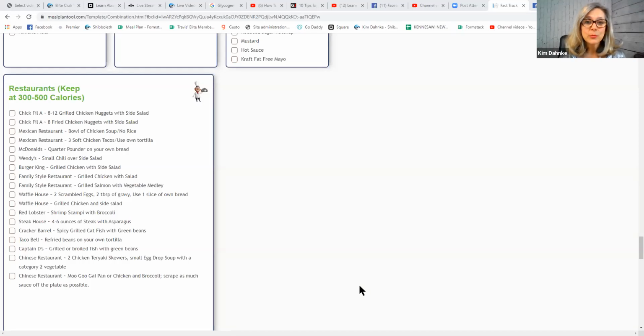So Chick-fil-A is a real popular restaurant. We all know that. You can have 8 to 12 grilled nuggets with a side salad. If you're willing to give up 4 of those nuggets to get fried ones, this girl right here, then you can have 8 of those fried nuggets and you can have that with a side salad. The dressing that you'd want to order there would be the light Italian dressing.